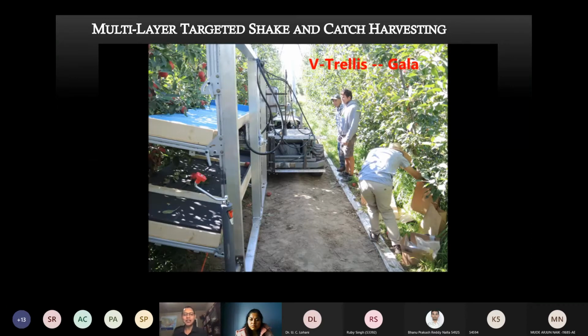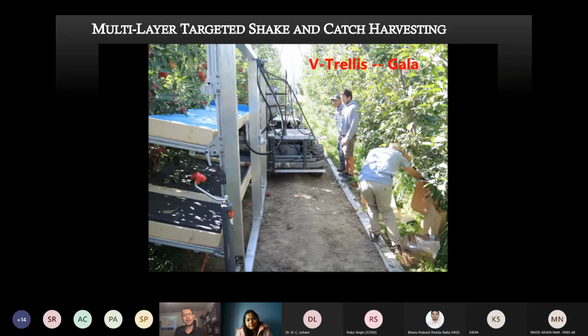As I mentioned, there are certain constraints. This works with certain architectures of trees and certain varieties, but for the ones that it works in, it will be a much more affordable solution compared to a robotic system. And that's why in my research program, we are pushing both kinds of technologies forward simultaneously, because I believe there is a complementary nature to these two technologies.